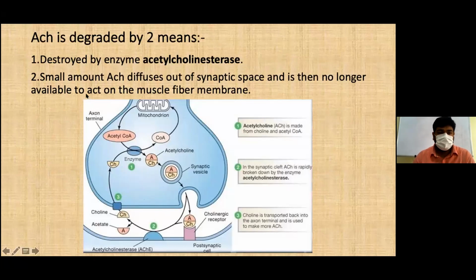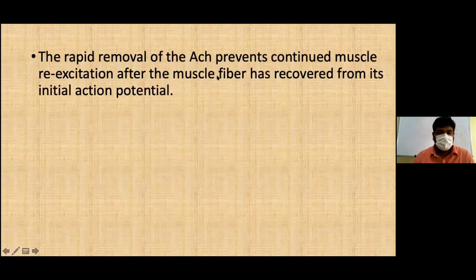The second method is that a small amount of acetylcholine diffuses out of the synaptic space and is then no longer available to act on the muscle fiber membrane. The rapid removal of acetylcholine prevents continued muscle re-excitation after the muscle fiber has recovered from its initial action potential. Now let us look at a small demonstration.